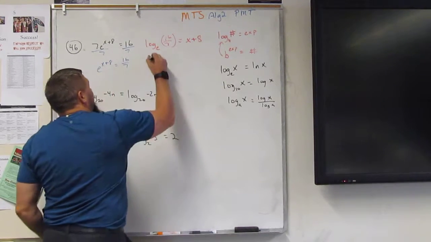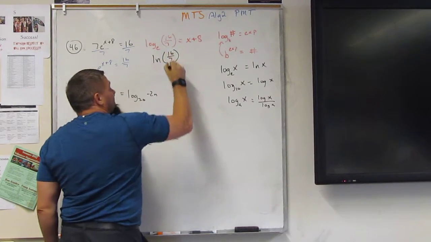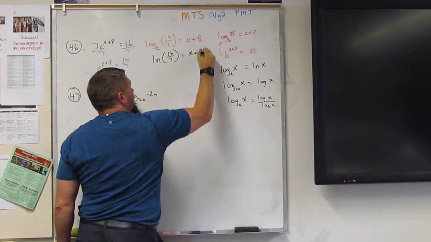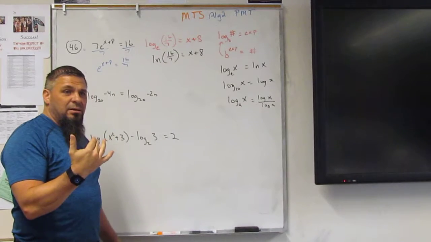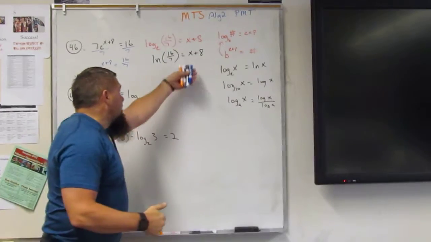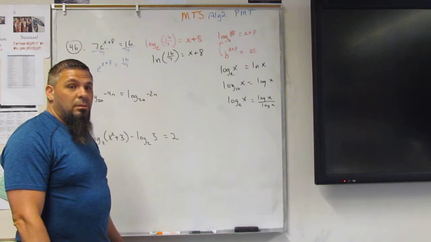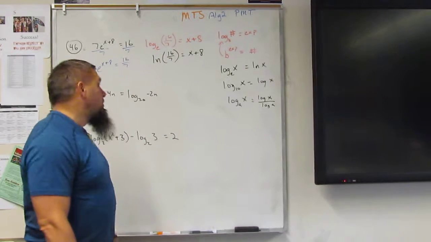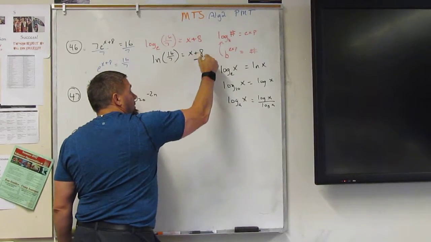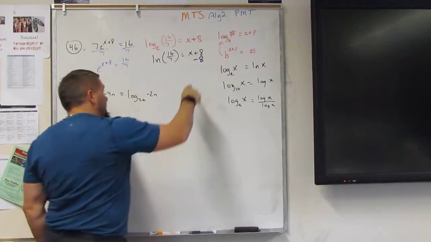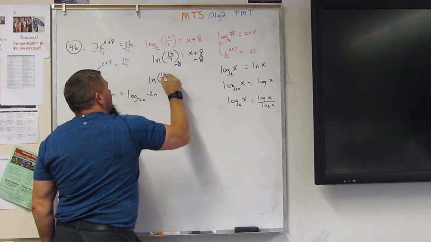So I'm going to change this into ln of the number 16 over 7 equals the exponent x plus 8. And so now I'm almost there. I just have to get x alone. What do I do? Not divide, the opposite. Minus 8. So all this is ln of 16 over 7.